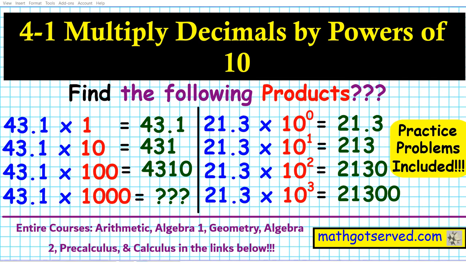In this clip, we're going to be going over section 4.1 on our series on operation and decimals. We're going to be looking at how to multiply decimals by powers of 10. The types of problems that we're going to be going over are depicted here, where you're to find the following products. We have decimals times powers of 10 in expanded form, and decimals multiplied by powers of 10 written in exponential form.